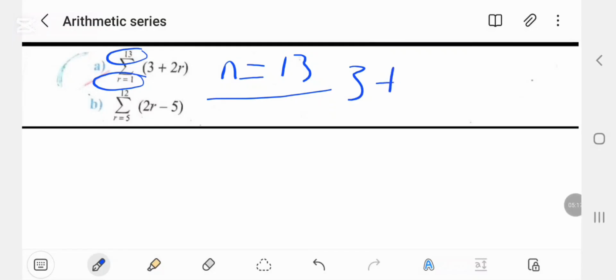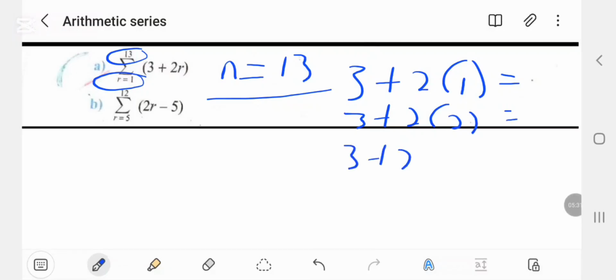So 3 plus 2r. We substitute 1, we get the first term. We substitute 2. So we started with 1, then we go to 2. We'll get our second term. Then we'll get our third term. So we have 5, we have 7, we have 9. These are our first 3 terms.